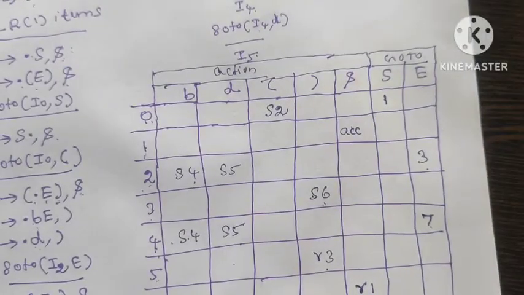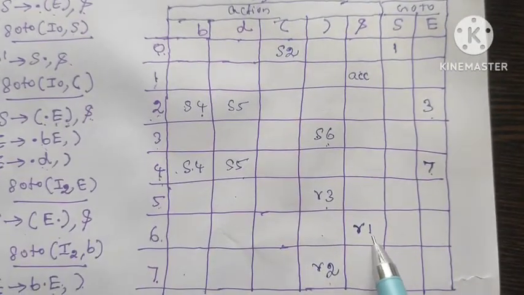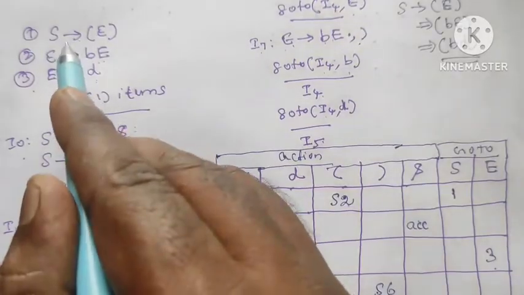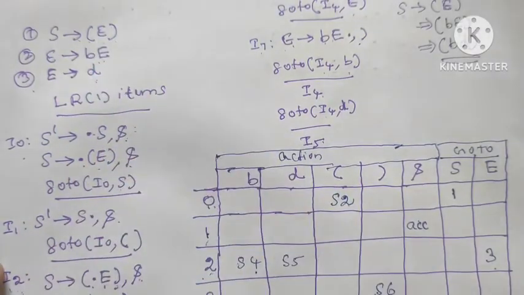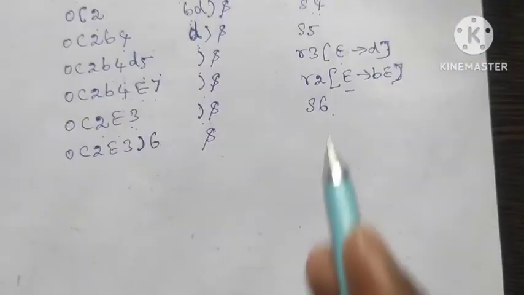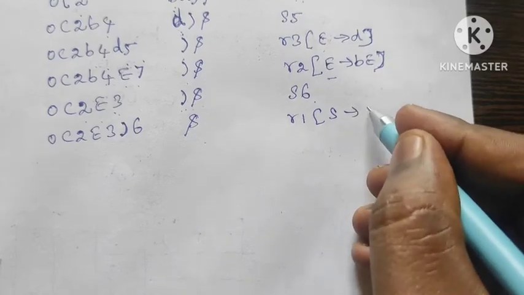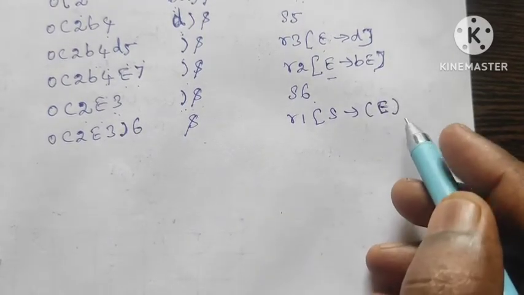Now see the stack element. 6 and dollar is actually R1. Am I right? See what is R1. R1 is actually S tends to open brackets E and close brackets. You have 3 elements on the right side. So now it is R1, S tends to open brackets E close brackets.